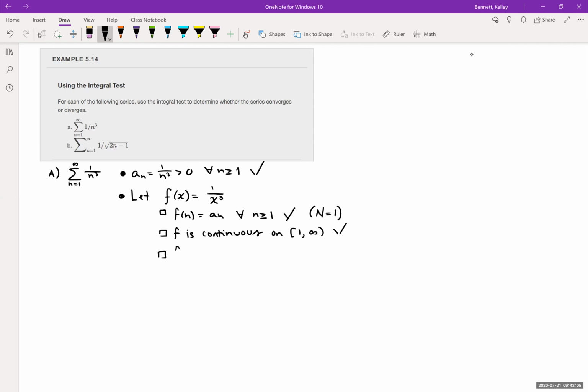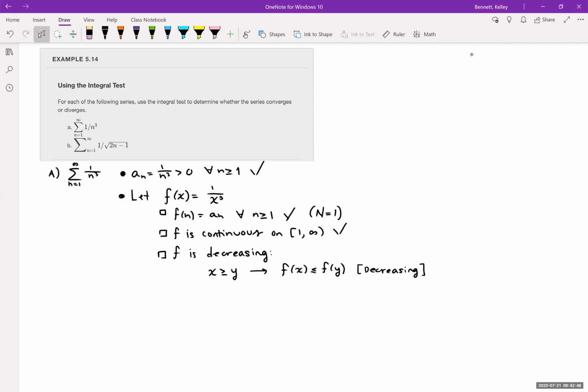So to show that f is decreasing, let's say that x is greater than or equal to y. So if x is greater than or equal to y, then I want to show that f of x is less than or equal to f of y, right? So this is decreasing. The further out I go along the x-axis, the smaller the value of f gets.